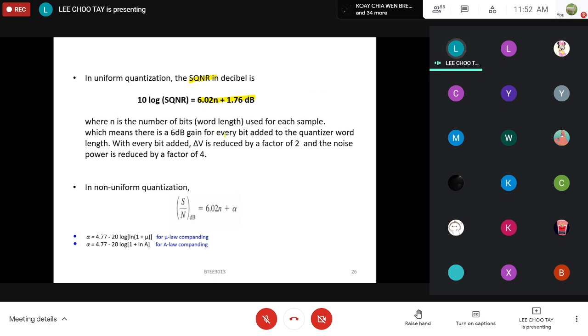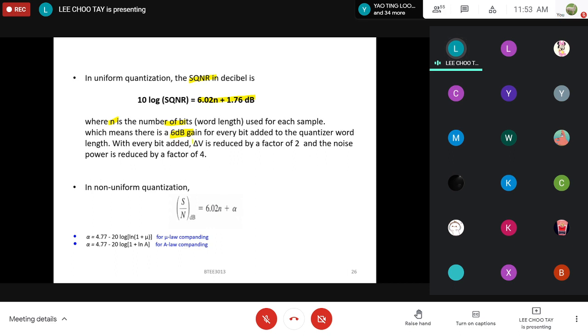So what does this tell us? Before that, what is N? N, as you recall, is the number of bits that you use to represent each sample. From this expression, if I add a number of bits to each sample, for every bit that I add, I will gain 6 dB in my signal to quantization noise ratio. If I add 1 bit, so instead of using 3 bits, now I use 4 bits, I'm going to gain 6 dB in my SQNR.